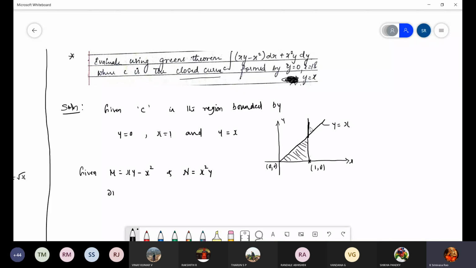What is dou M by dou y? M always you have to differentiate with respect to y only. It is x, only x, right? Differentiation of y with respect to y is 1, and x is a constant, so keep it as it is. And x square differentiation is 0. What is dou N by dou x? 2xy. Okay. Now write the formula from Green's theorem.